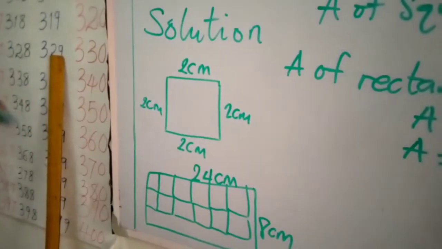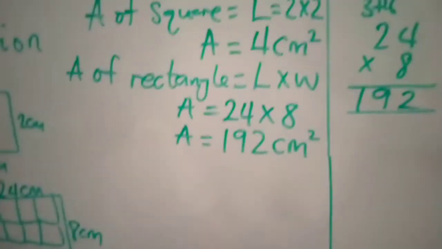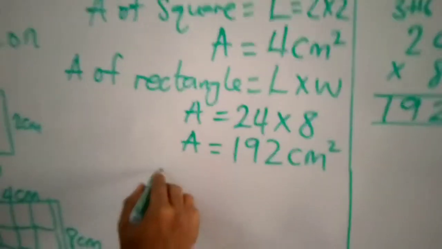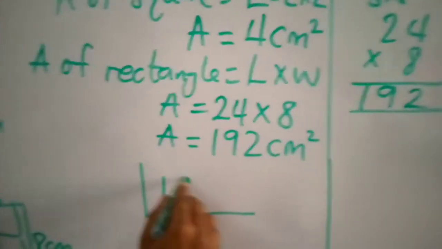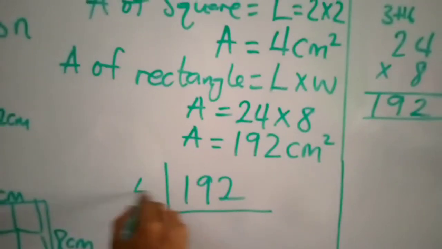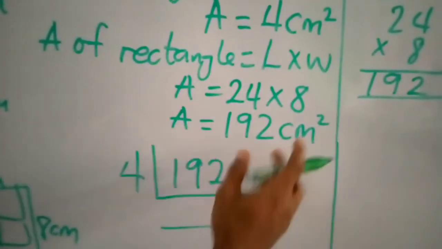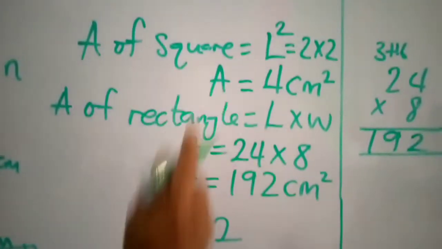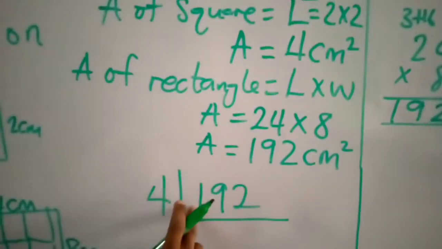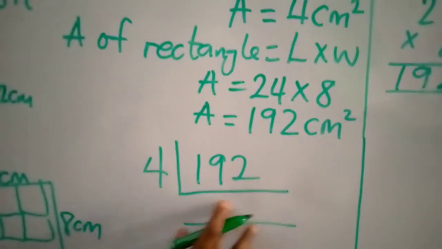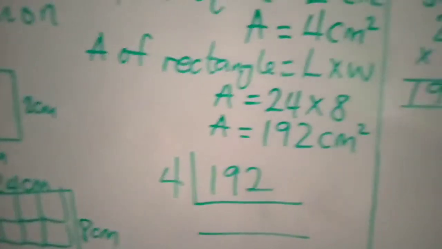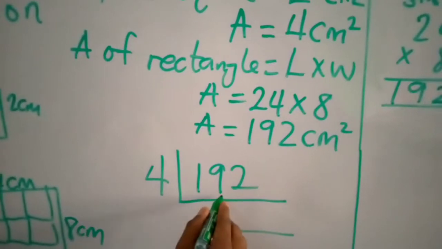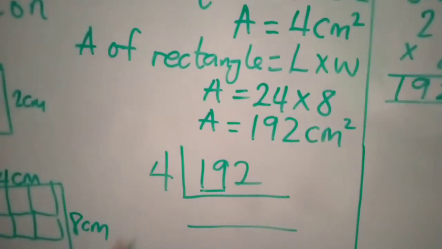Now for you to get how many times this square can cover this rectangle, you divide both areas. Using short division, divide the area of the rectangle by the area of the square. How many times can 4 go into 1? We said it's not possible. We write our 0. Since 0 is the first number, we don't need to write it down. We go to the next one, which is 9. Bring both together to make 19.